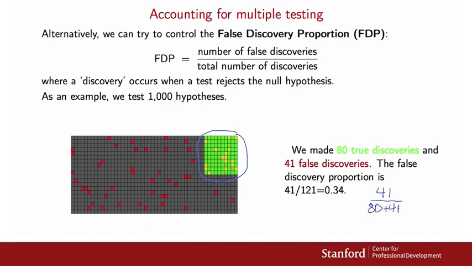And the procedure we discuss next tries to control this proportion. For example, it tries to keep it at 5%. So that means we may well allow some of the red squares, but we want to make sure that those false discoveries are a small fraction of the total number of discoveries.